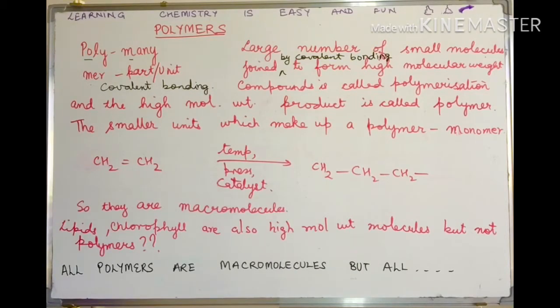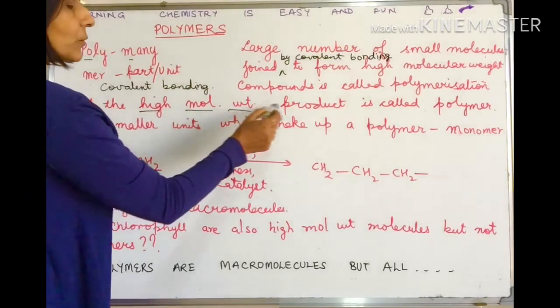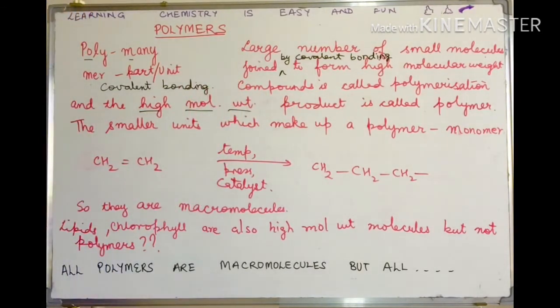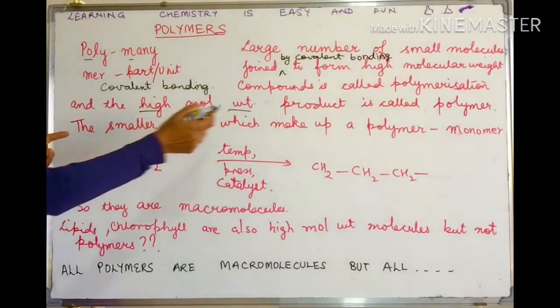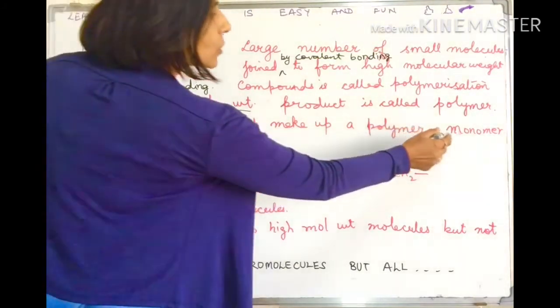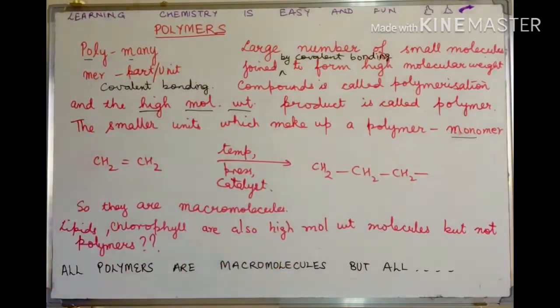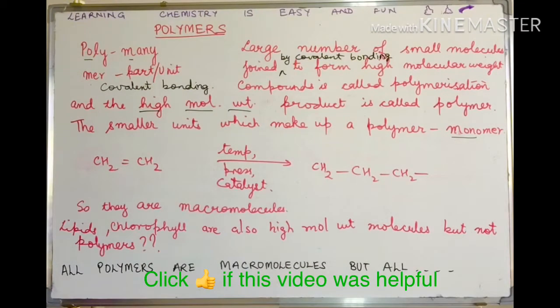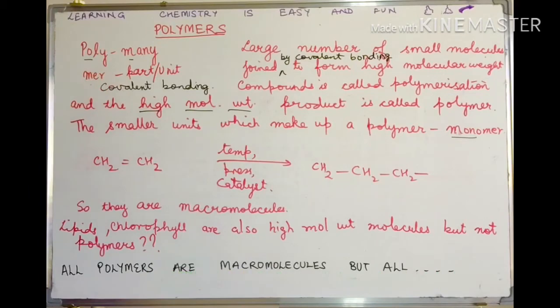We are all made up of polymers, proteins, carbohydrates. These are all examples of polymers. These are high molecular weight products. The smaller units which make up a polymer are called monomers. Mono means one, the single unit. Each single unit of which the polymer is made up is called a monomer.